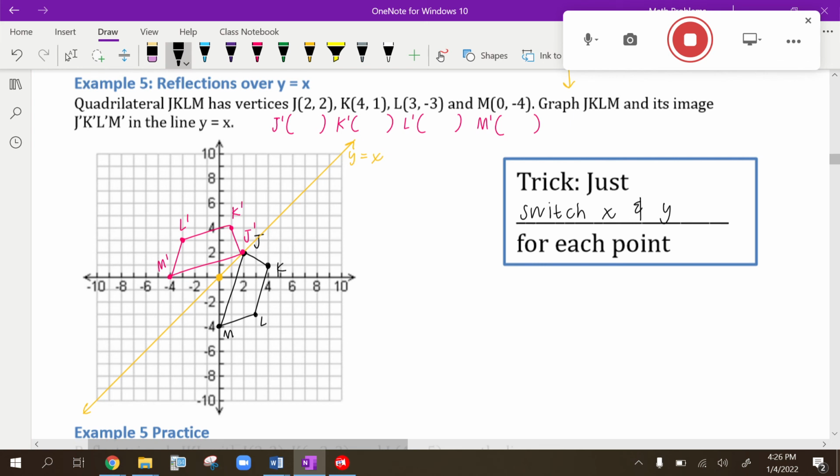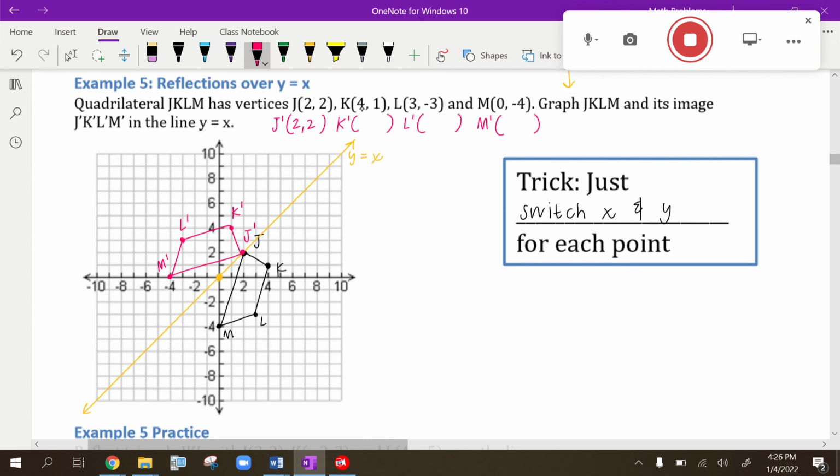So I went ahead and graphed the reflection here. Now let me explain how to do this. Anytime you're trying to reflect over the line y equals x, all you have to do is switch x and y. So for example, for the point J, x and y are actually the same. You can see already on the line of reflection. When you switch x and y, it's still 2, 2. Since it's on the line of reflection, it stays where it is.